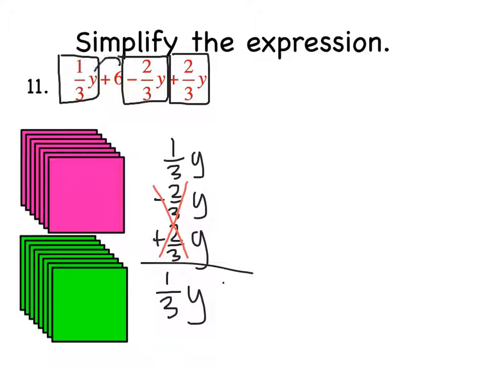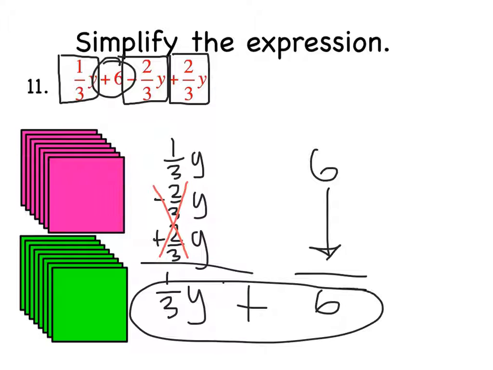Now I need to add up my constants. In this case, I just have the 6. So I'm just going to bring that down to be included in my final total. So I have 1/3 y plus 6 as my final answer. Okay, so even if adding and subtracting fractions is still kind of tricky for you, you can use the calculator using the same steps we've done before.